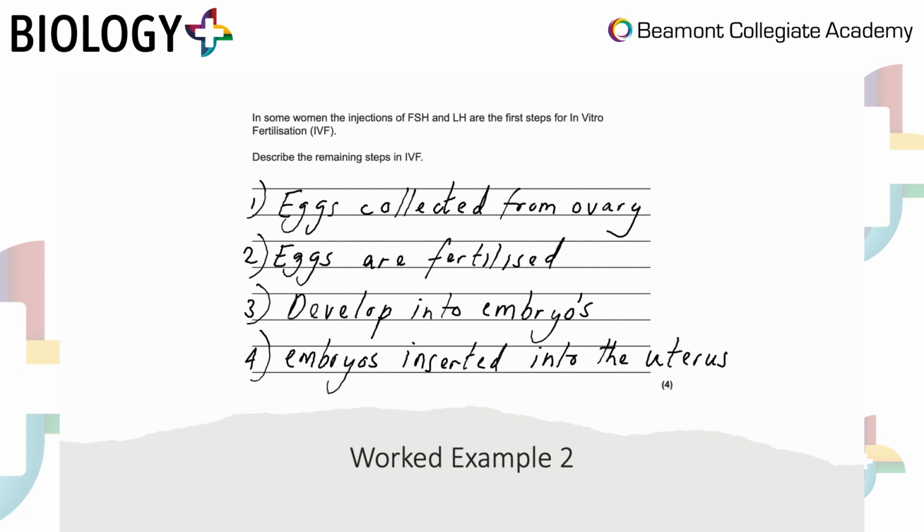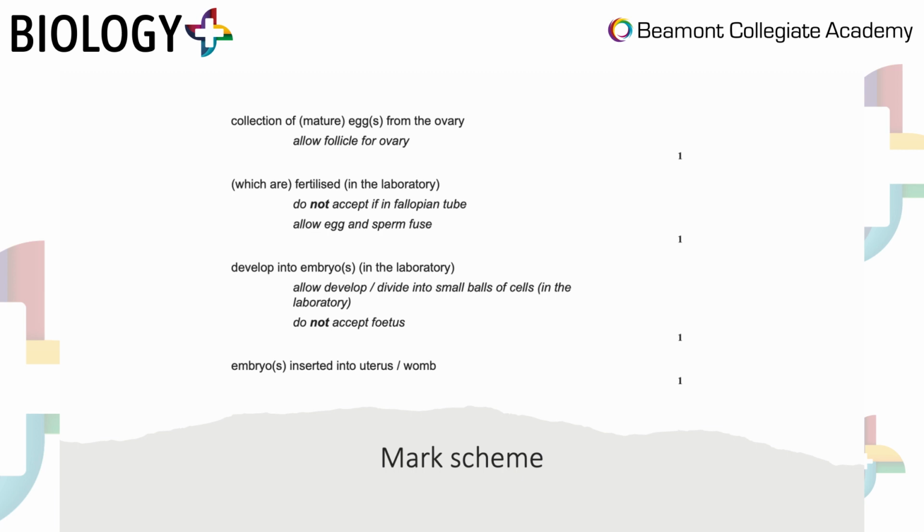So we've got a 4 mark answer, and I've put 4 concise bullet points. What we need to do now is check against the GCSE mark scheme. So here's the GCSE mark scheme. As you can see, concise bullet points. Talks about collection of the eggs from the ovary. They are then fertilised, develop into embryos. Remember, if there are words in a bracket on a mark scheme, those words aren't necessary. And then finally, the embryo is inserted into the uterus.